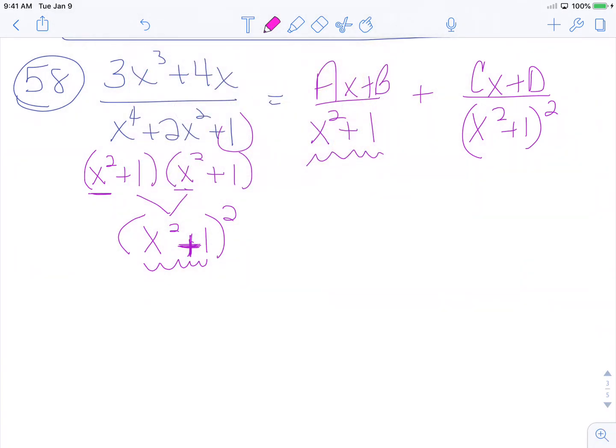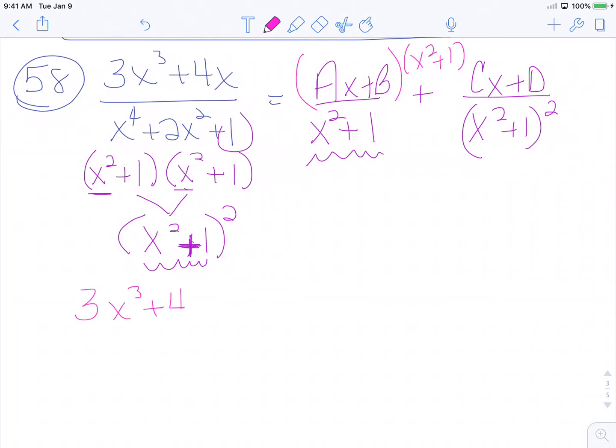And now we go to thinking about common denominators. What do you have? What is it missing? So the first one just has the x squared plus 1, but it's supposed to be x squared plus 1 quantity squared, so we need another x squared plus 1. The second fraction has the entire common denominator, so it's just going to stay as cx plus d.